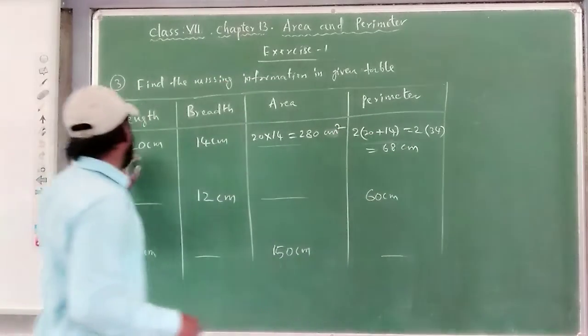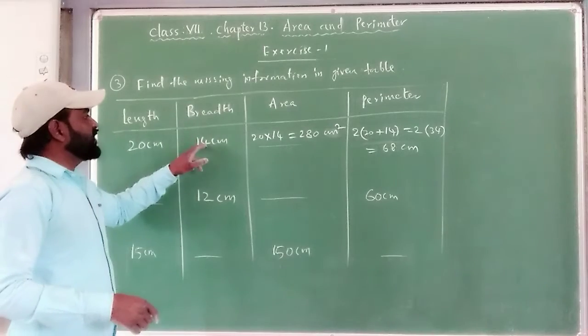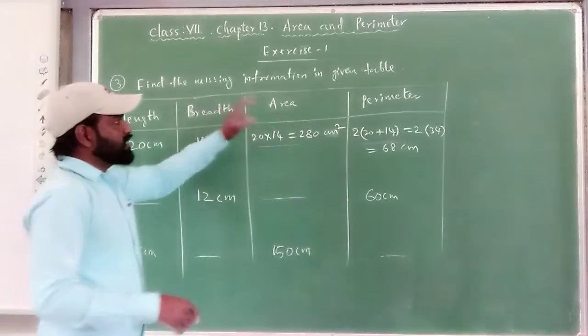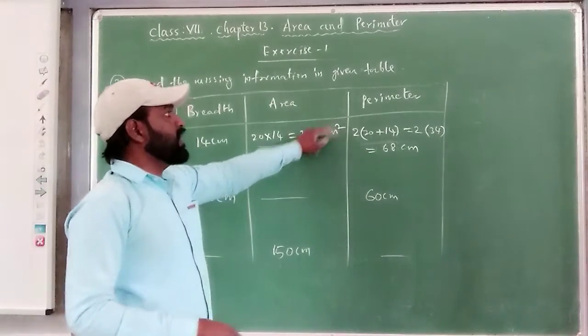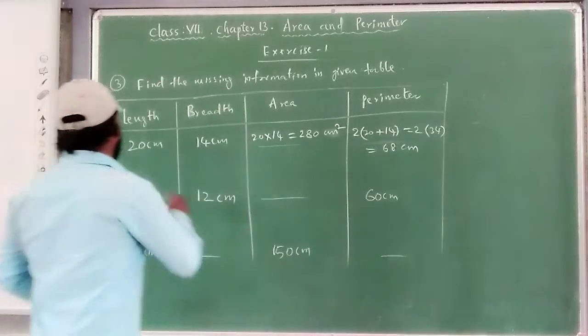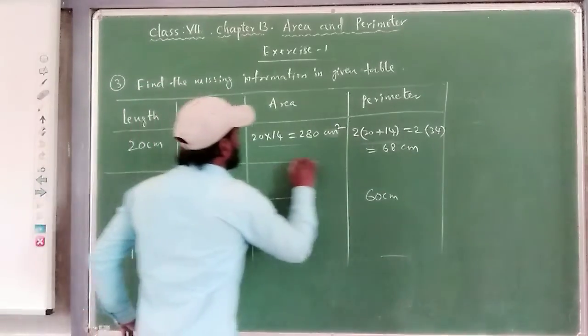So when length of a rectangle is 20 centimeters and breadth of the rectangle is 14 centimeters, then its area is 280 centimeters square, its perimeter is 68 centimeters. So the first piece of information is over.